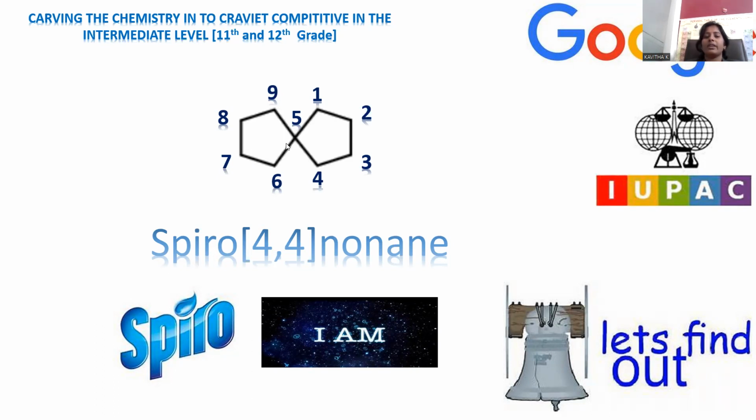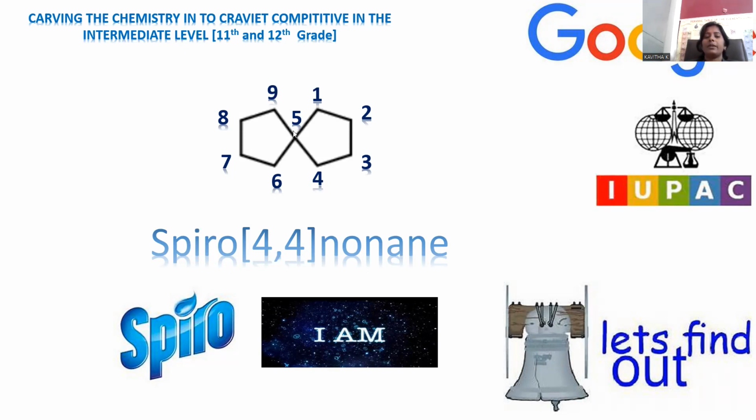So whenever only one carbon is in between two ring systems, you can say spiro. In this spiro compound, on one side you can notice 1, 2, 3, 4 carbon atoms. On the other side also we can find 1, 2, 3, 4 carbon atoms. That's why within the square bracket, let me mention 4, 4. 4, 4 denotes what? 4 carbons on one ring system and another 4 carbons on the other ring system. So 4, 4 is mentioned.